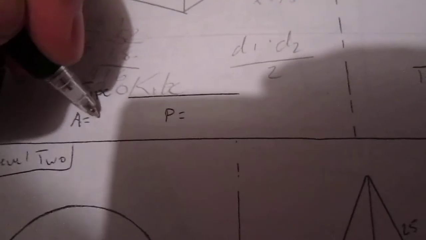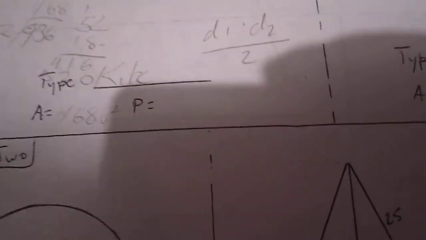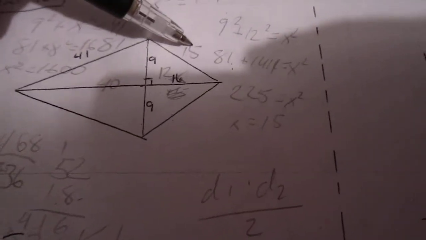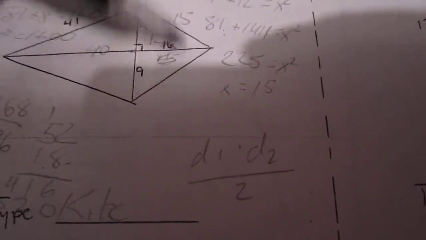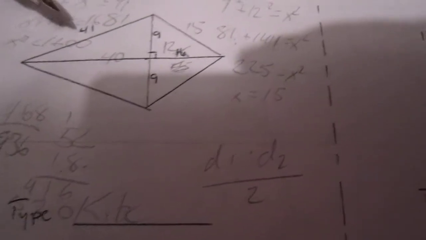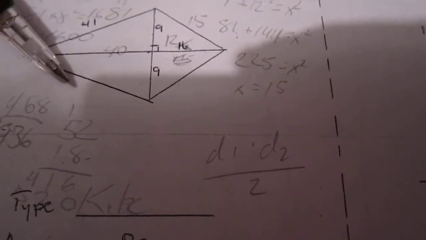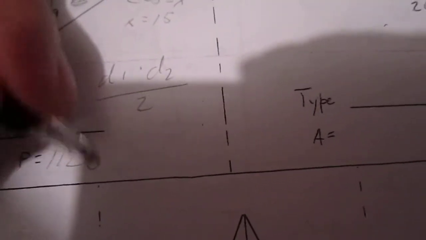It's going to be 936 divided by 2, which is 468 units squared. Alright, the perimeter, well, with this we found by the Pythagorean theorem is 15. This is also 15. 15 plus 15 is 30, plus 41 is 71, plus another 41 is 112. 112 units. And that's that for the kite.